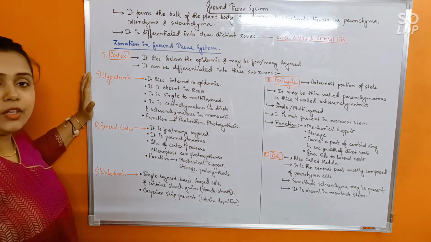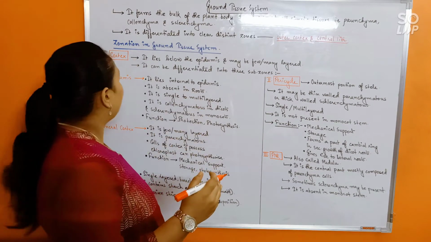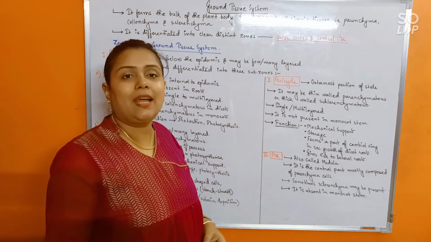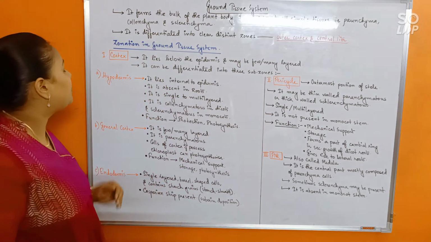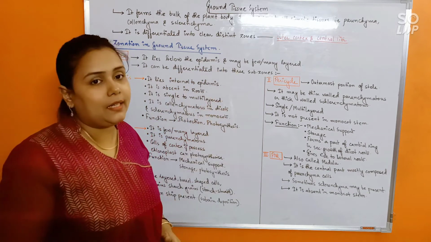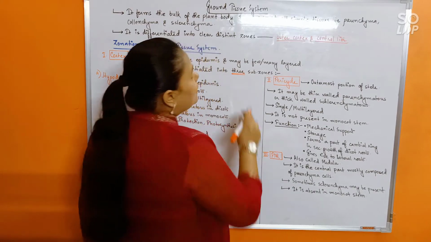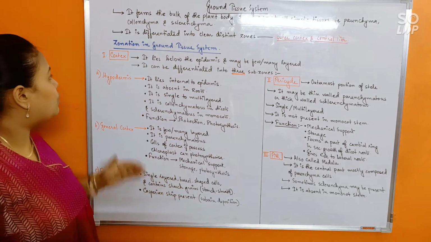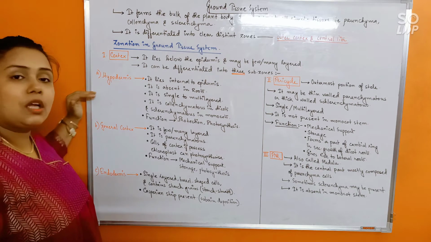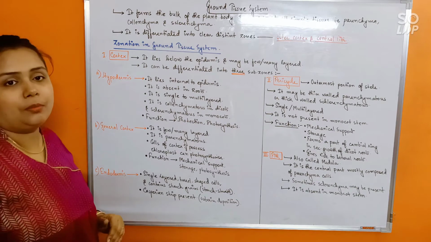Again, when we are going to divide it into certain layers, we can form three layers actually: cortex, then in between comes pericycle, and the centralmost core region, that is the pith. Alright, so see here, cortex. It lies below the epidermis and may be few or many layered, and it can be differentiated into three subzones. So the three subzones that form the cortex are as follows: hypodermis, general cortex, and endodermis.